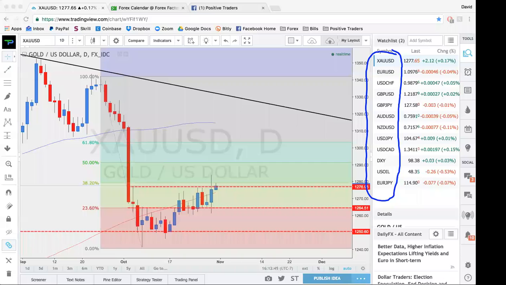Lots of things coming up in the economic calendar, as well as some very nice setups, technically speaking, in the chart. So we're going to go over the setups. I'll answer some of your guys' questions towards the end.